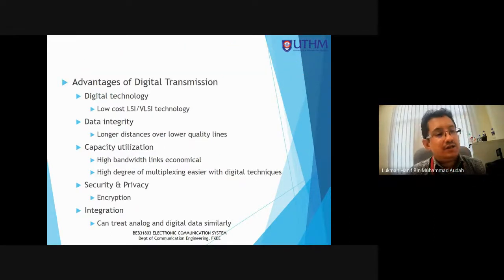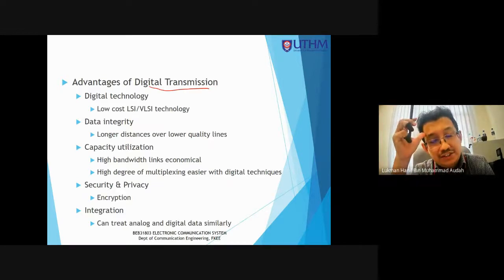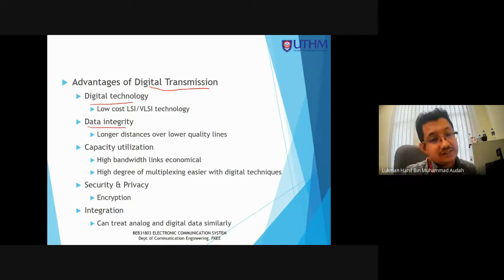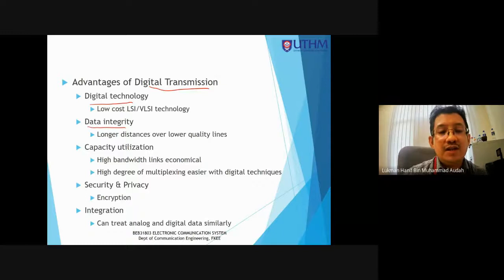Advantages of digital transmission. So here, what are the advantages of digital transmission? Apakah kebaikan daripada digital transmission? What are the good things? Okay, in terms of technology, it is low cost, data integrity, longer distance over lower quality lines. Okay, data integrity, this is about the quality of the signal and also the distance. So that means that we can transmit signal at longer distance compared to analog system. The good thing about a digital system is that we can transmit signal at longer distance.